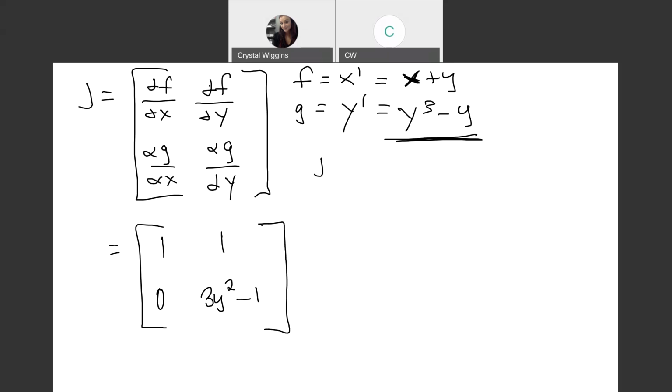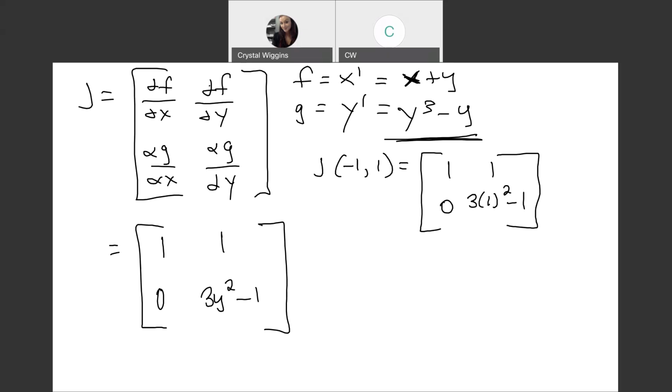So now I'm going to find the Jacobian at the first fixed point, (-1, 1), which is literally substituting in any of the variables in the Jacobian. So 3 of the elements are fixed. We don't change those. There's no variables. The fourth component is the one that has variables, and it only needs the y value. So we put in 3 times y squared minus 1, and that gives us the matrix [1, 1; 0, 2]. And we repeat this process for each of the fixed points.